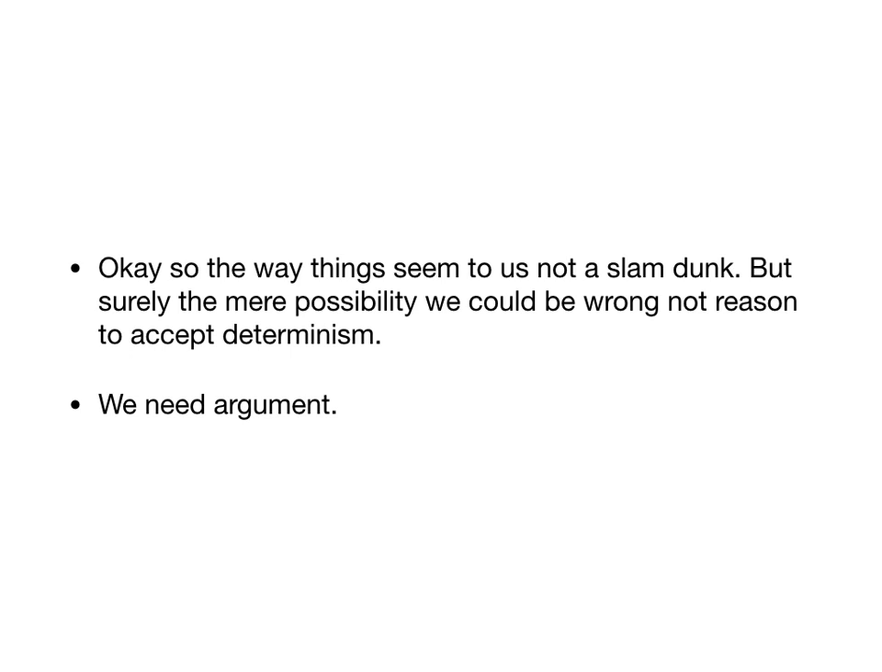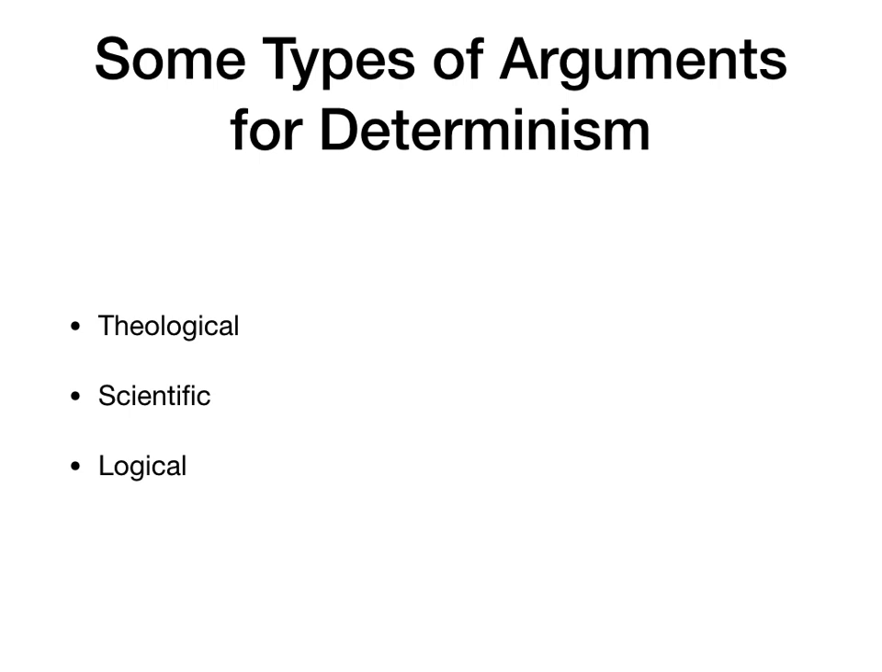But what kinds of arguments have people offered for determinism? I think there are broadly three sorts: theological, scientific, and logical. Taylor gives you a logical argument for determinism. Not logical in the sense of, oh, well, it makes sense, it's logical. Logical in the sense that he thinks the laws of logic show determinism to be true.